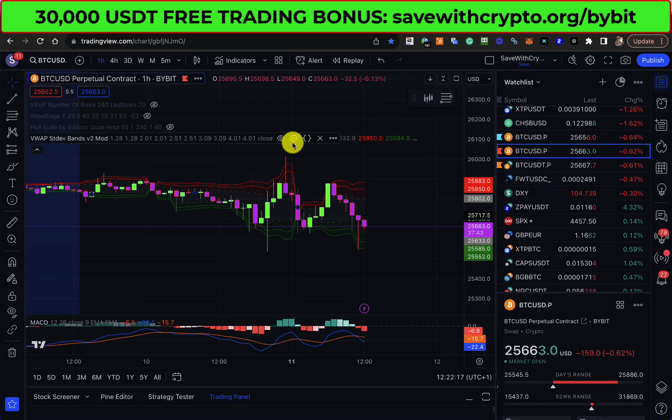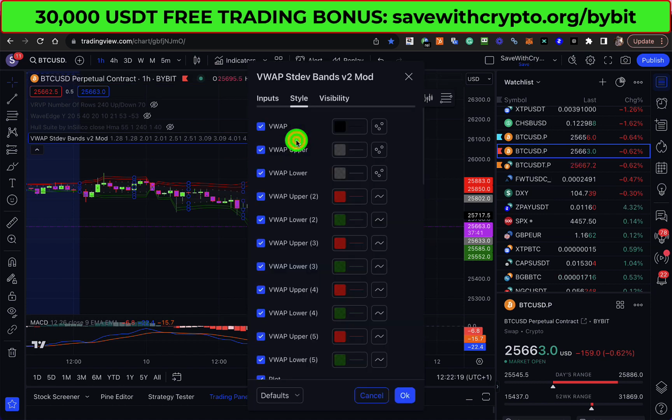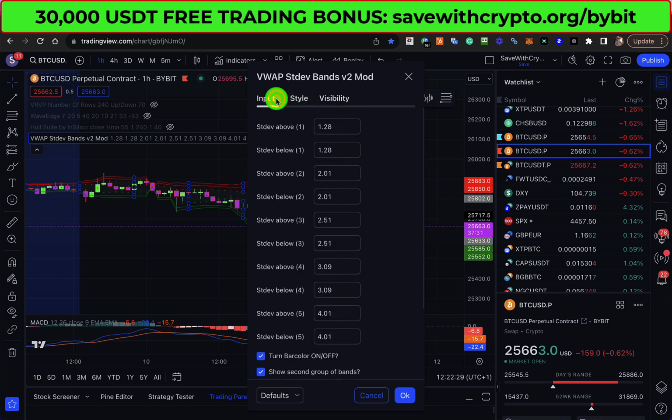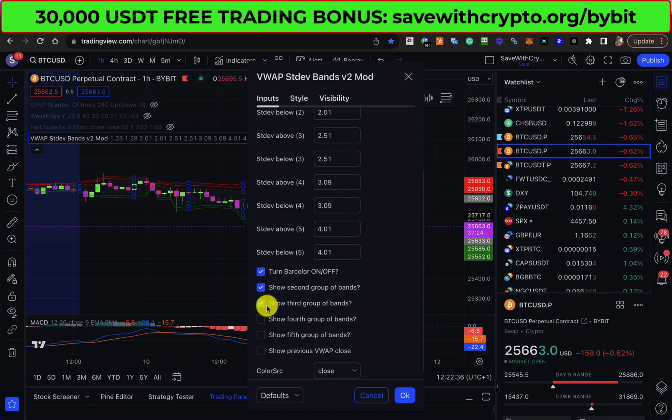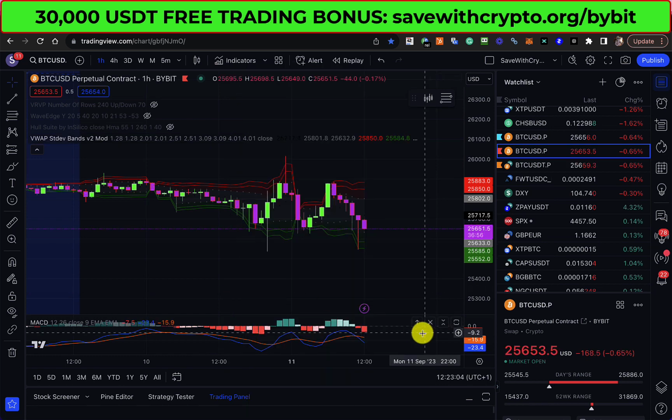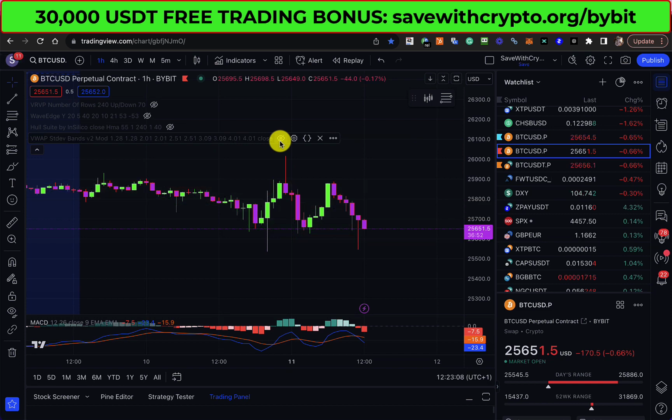Anyway, that's the VWAP. I don't think I've changed anything in it. I might have messed around with these colours a little bit. Inputs, I've touched nothing. I might have done something here. I think it was to do with the bar colour on and off, maybe. And I might have made some of these slightly more opaque, just so I could see through it better. But other than that, I haven't really touched that one. But that is definitely one of my favourite indicators.